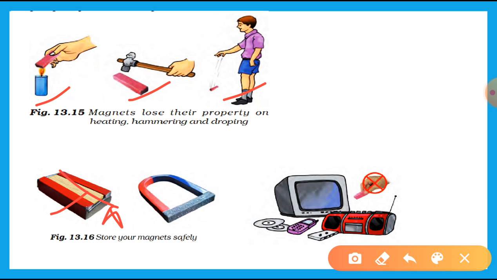There is the wood. If you have a horseshoe magnet, one should keep a piece of iron across the poles. Now finally, keep magnets away from cassettes, mobiles, telephones, music systems, compact discs and computers. That is not good. So these things should be taken care of.